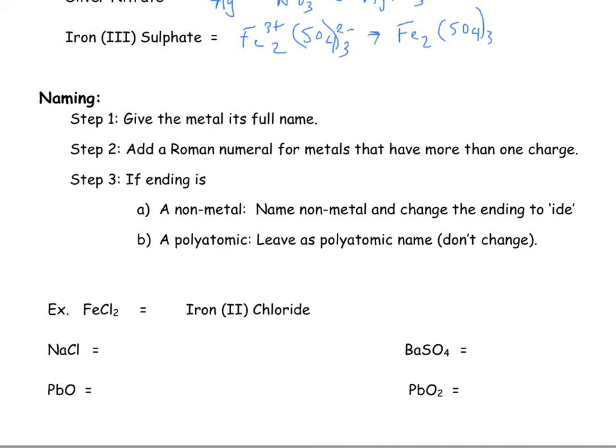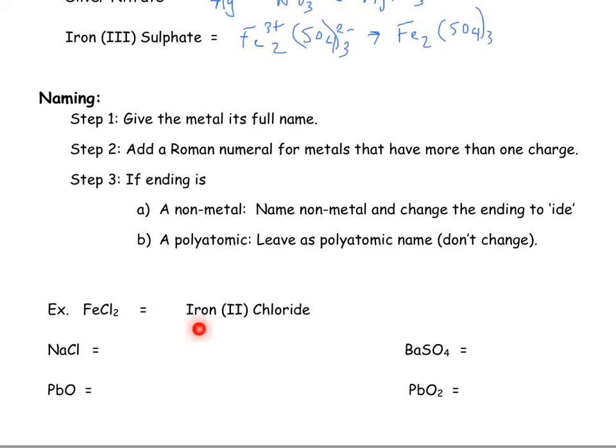For example, if given the formula FeCl2, I need to determine what's the charge on the iron. Is it 2 plus or 3 plus? Because I have 2 chlorine ions attached to it, and each chlorine is always a 1 minus, then the iron must have been a 2 plus. One tip to help is that the charges in all ionic compounds always have to add up to 0.